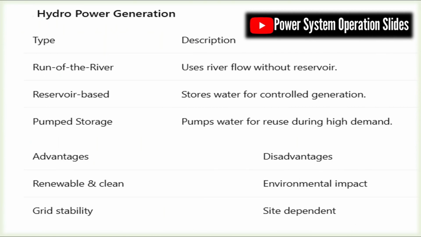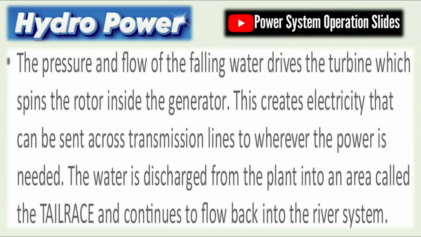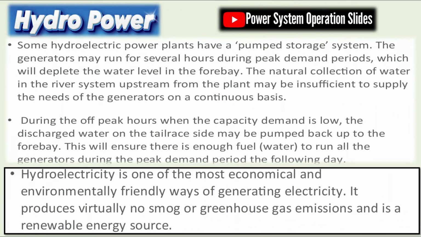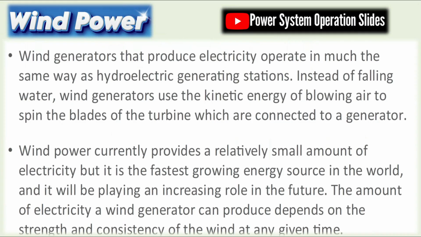Nuclear power plants use enriched uranium or plutonium as fuel. The nuclear fission process releases heat used to convert water into steam, which drives a turbine. These plants offer high energy output, low greenhouse gas emissions, and base load reliability. However, they involve complex safety measures, long construction times, and radioactive waste management.